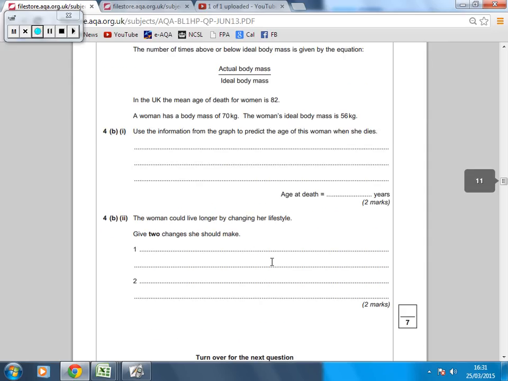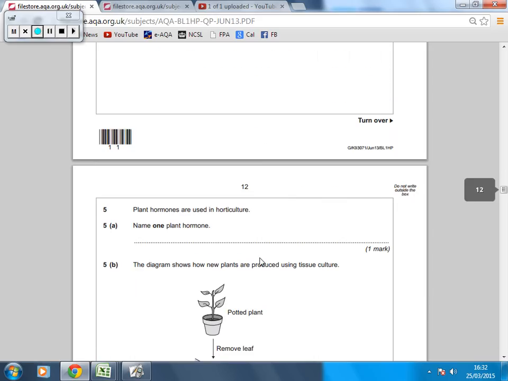So 2 marks available. It is quite a complex question for just 2 marks, but see if you can get through to a sensible age at death. Obviously if it's something like -3 or 150, it's probably wrong, so think about a sensible number there. The woman could live longer by changing her lifestyle. Give 2 changes she should make, so think about 2 sensible answers. Actually a bit of a giveaway question, that one, for 2 marks.